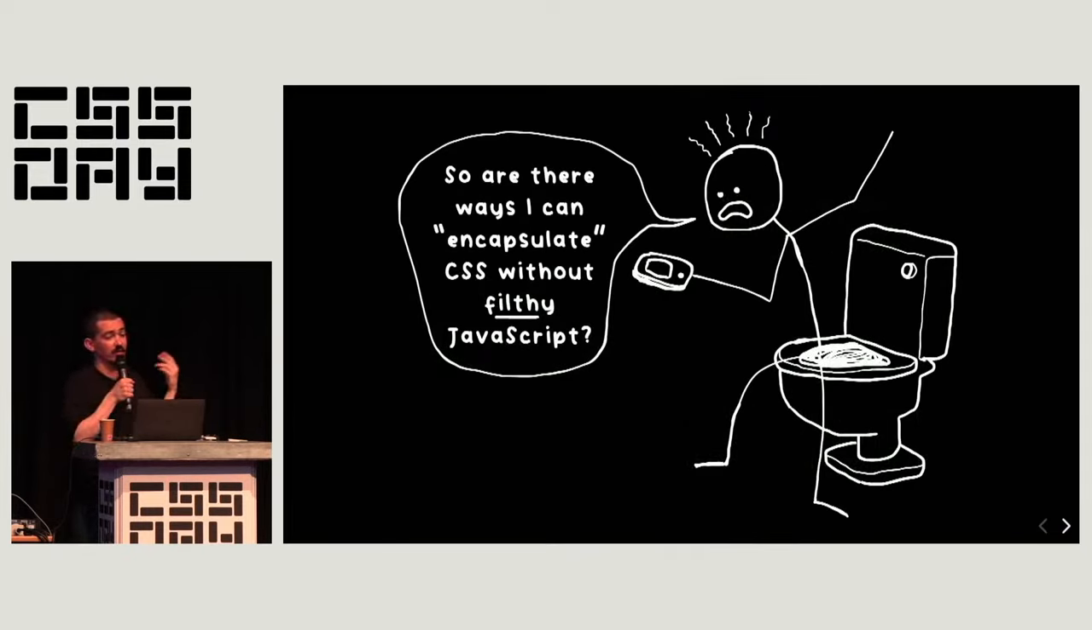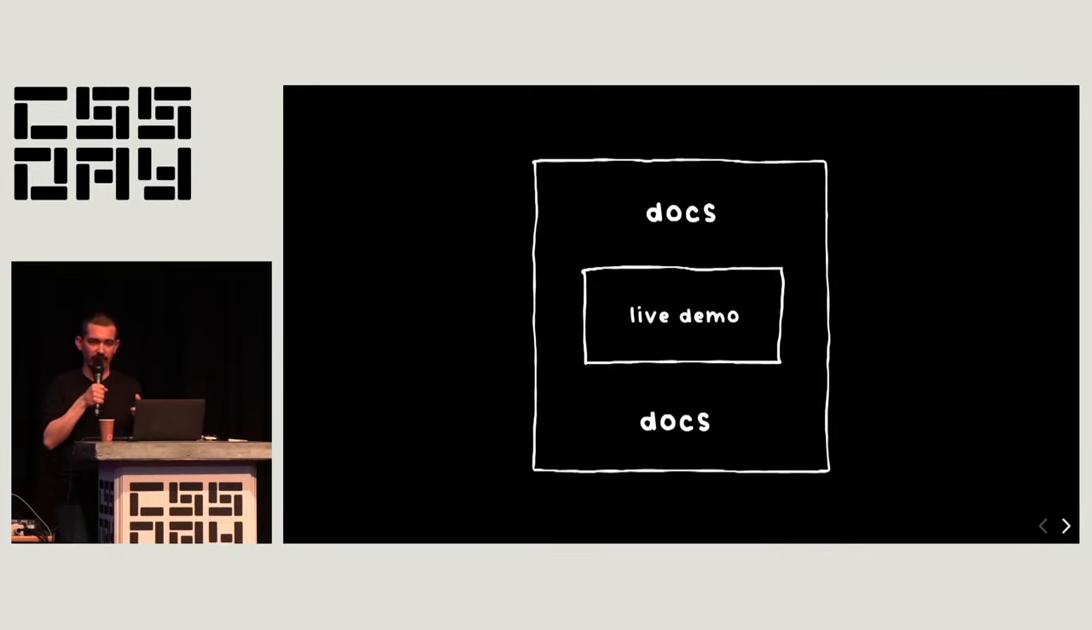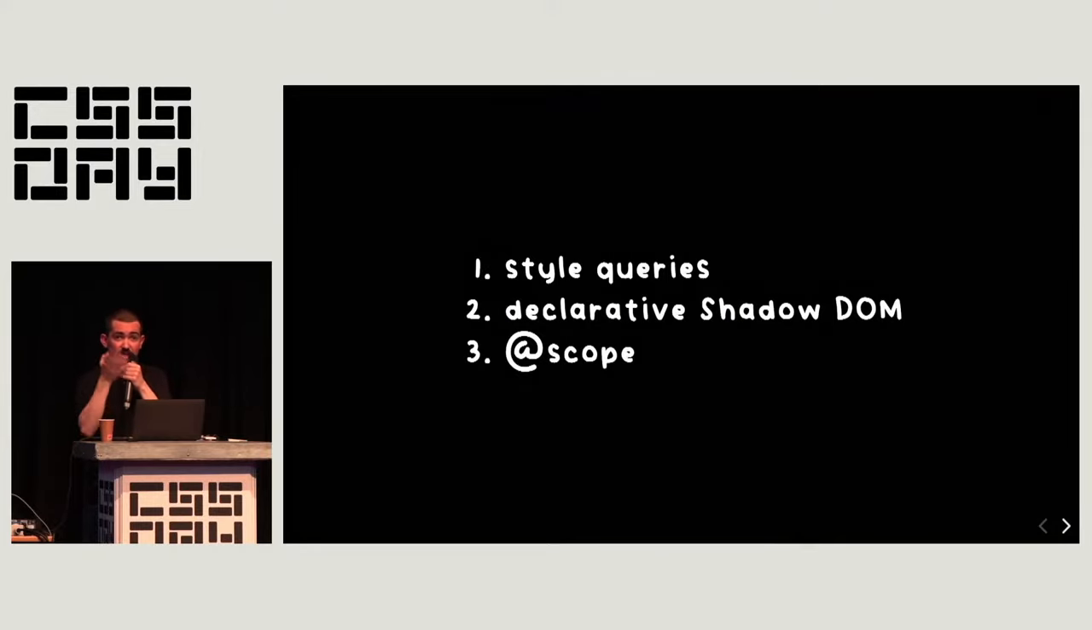So are there any ways I can encapsulate CSS without filthy JavaScript? Let's say we do want to encapsulate CSS. I can think of one reason I would want to do this, and that is when I'm writing documentation for a design system and I want to embed a live demo, but I don't want the styles for the documentation site itself to conflict with the live demo that's embedded in it. There's a few ways to do this. There's style queries, there's declarative shadow DOM, and there's @scope, which is something that Una touched on earlier.